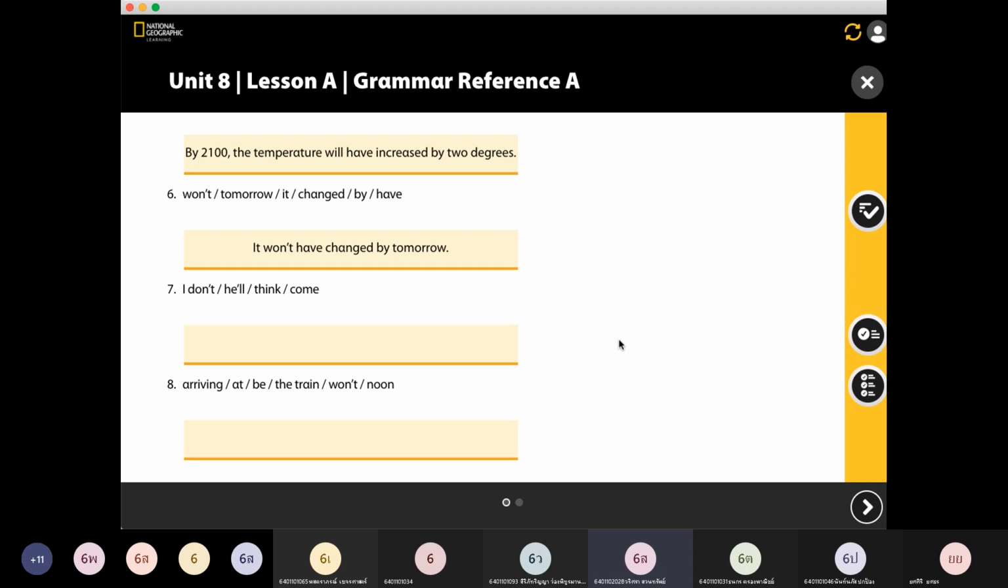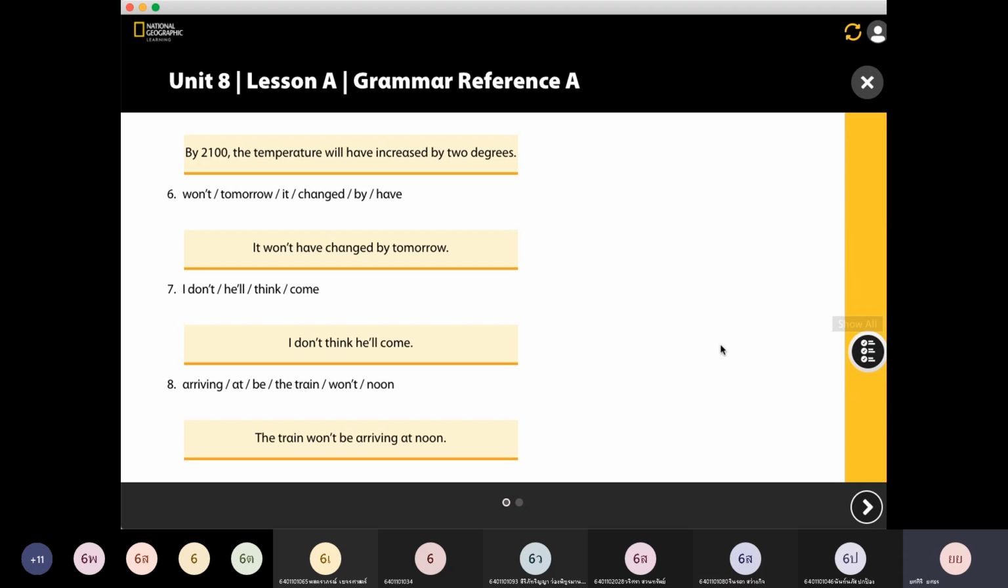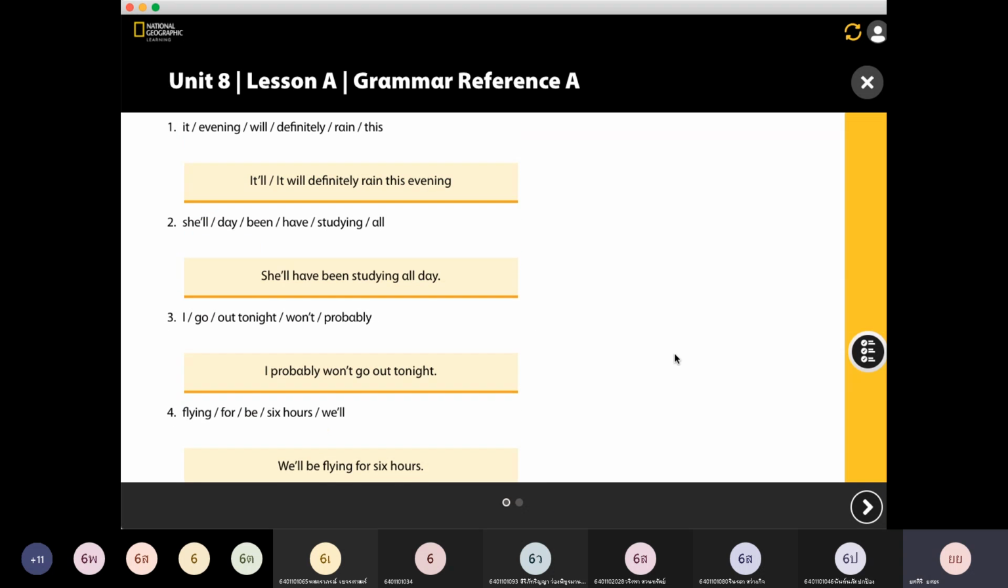I don't think he will come. Okay, number 7 is I don't think he'll come. Number 8, the train won't be arriving at noon. Okay, and the last one, the train won't be arriving at noon. Yeah, right. Thank you very much for all the answers.